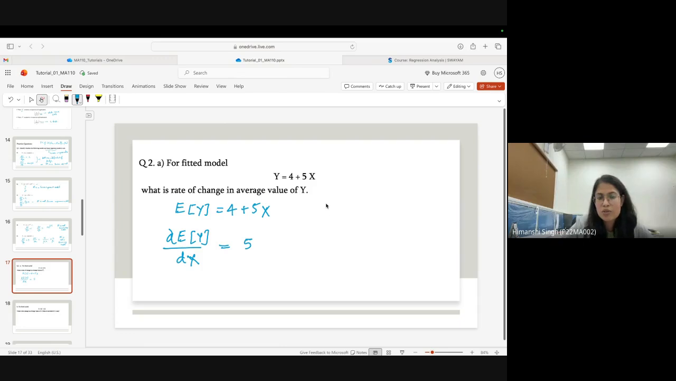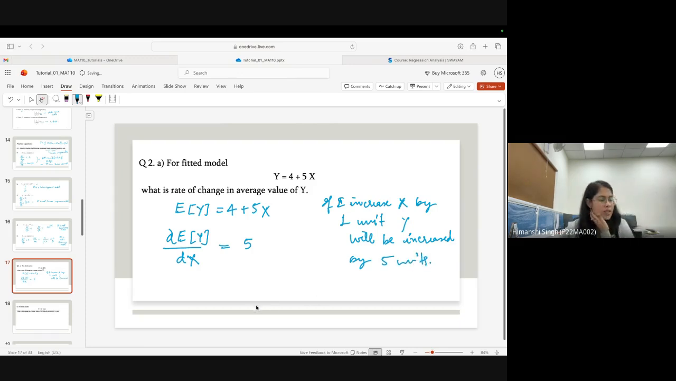Basically, I want to say that if I increase x by 1 unit, y will be increased by 5 units.